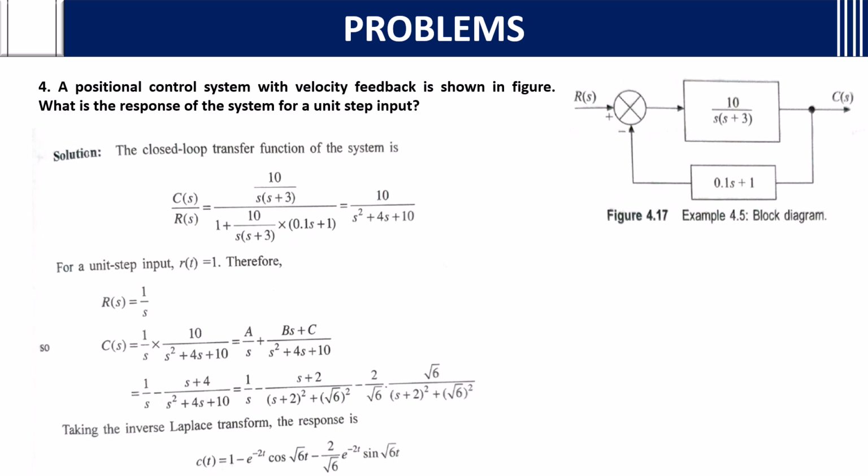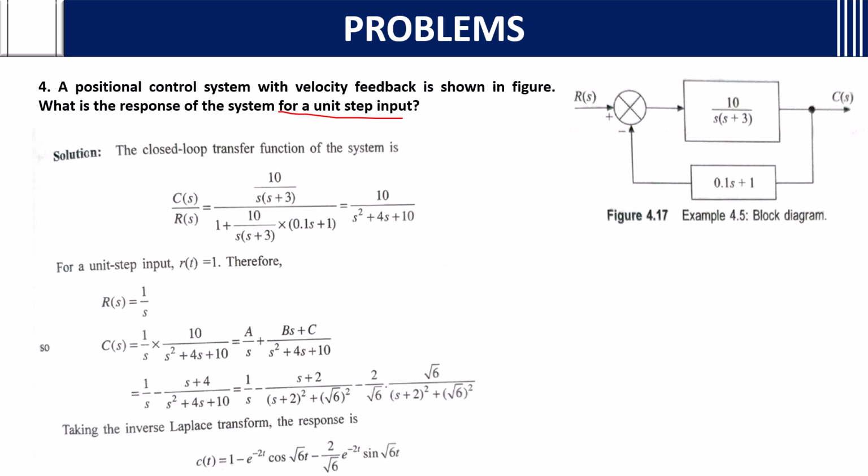Then a positional control system with velocity feedback is shown in the figure. Okay. What is the response of this system for a unit step input? The input is a unit step input. They are asking what the response is. We need to find the response. The response is nothing but the inverse Laplace transform, which we need to find.